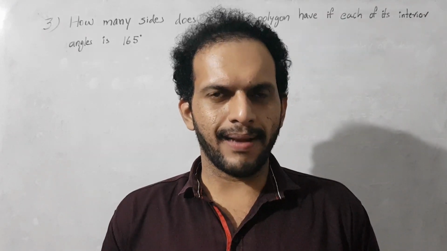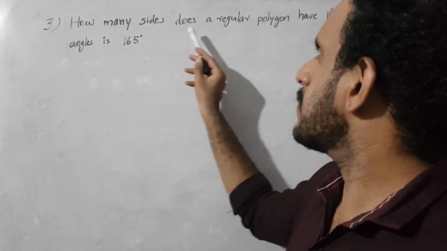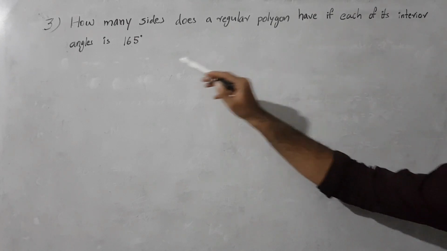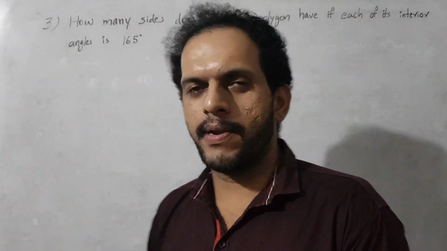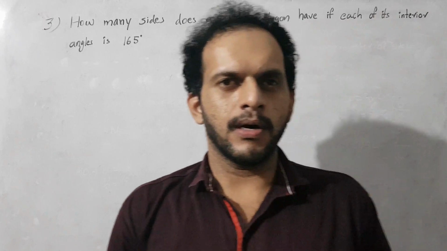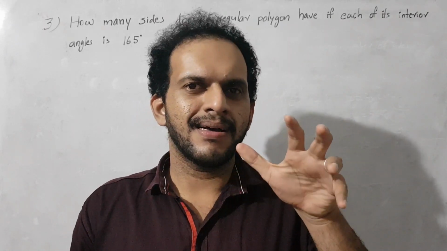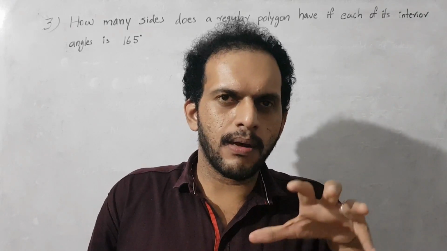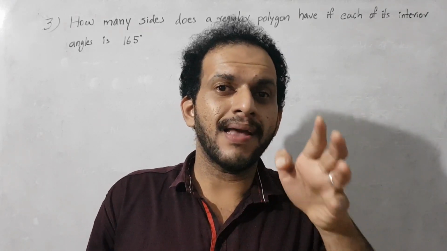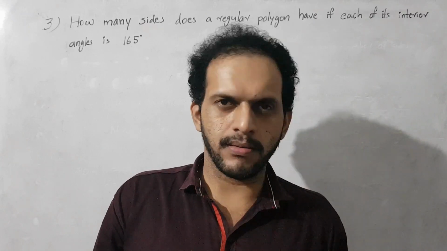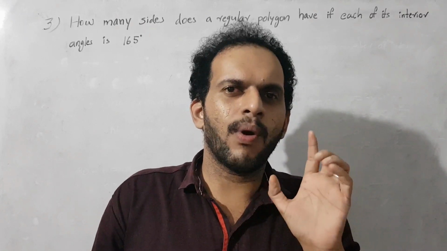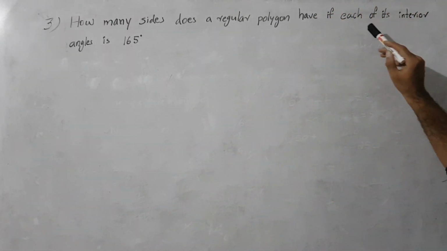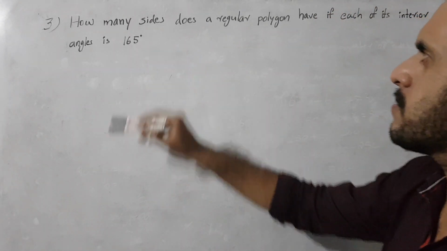One more question. The question is like this. How many sides does a regular polygon have if each of its interior angles is 165 degree? Okay. Here also we need to find the number of sides. I told you if you want to find the number of sides, we apply the idea of exterior angles. Correct? But here what is the difference? Here is given the one interior angle. Each of its interior angle is 165.